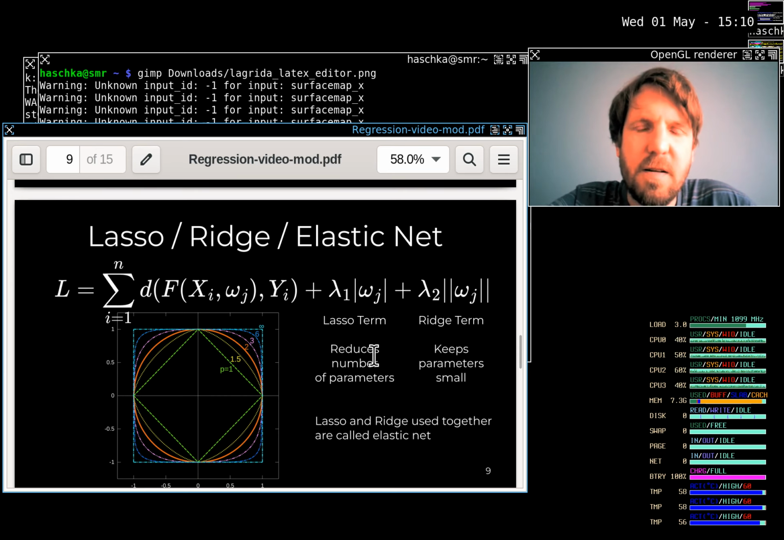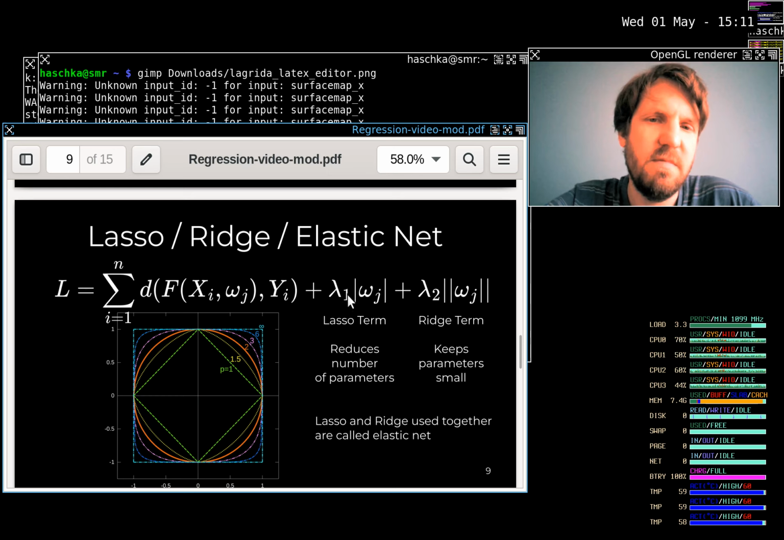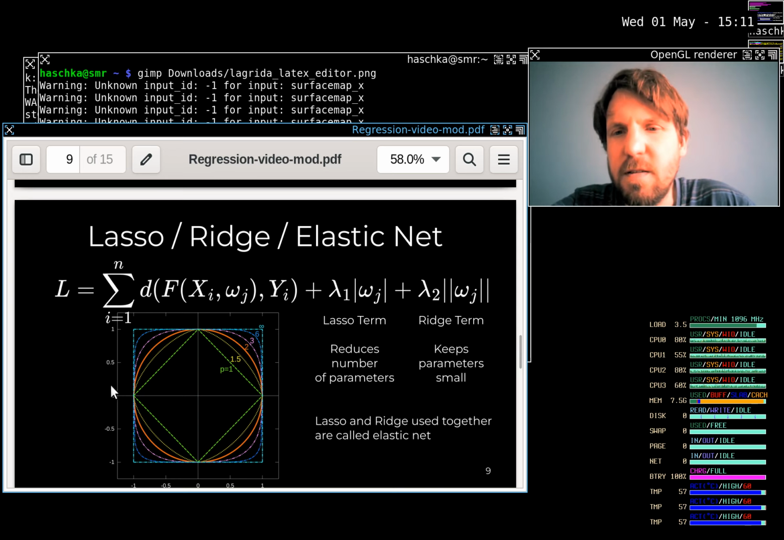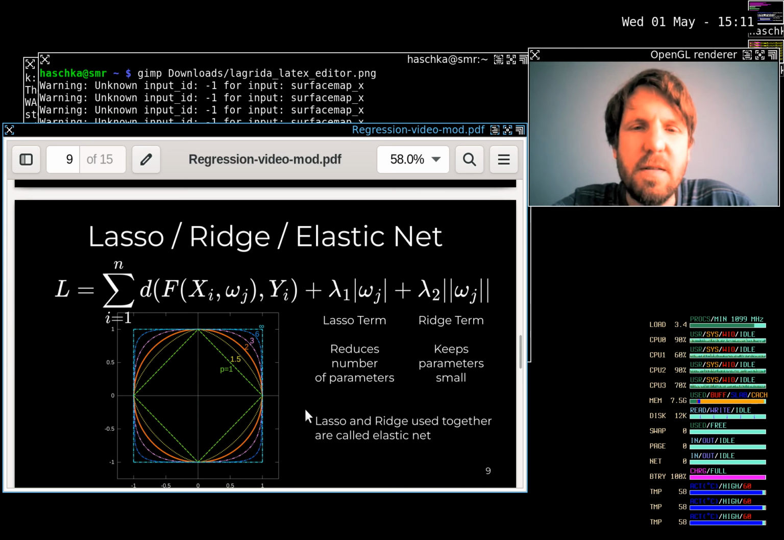Okay. Why do you do this? If you do this, it will reduce the number of parameters. In order for the loss function to converge, if this lambda 1 is large, then it will select very few omegas. So many of them will get 0 and others will stay, and that's it. This has a bit to do with this diagram, but let's first go into the ridge term. The ridge term might be a bit easier.